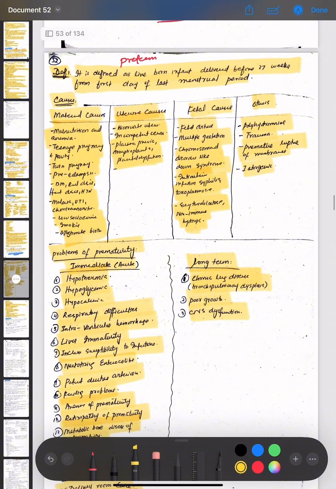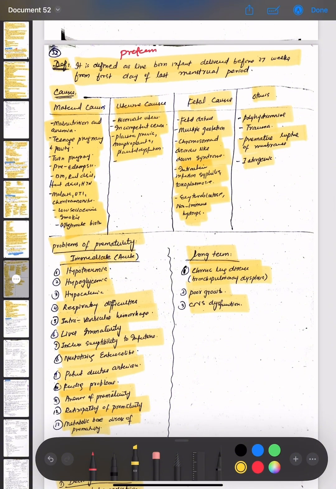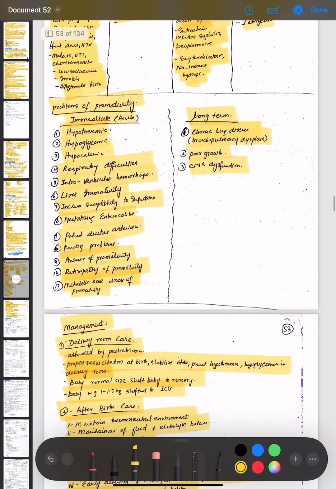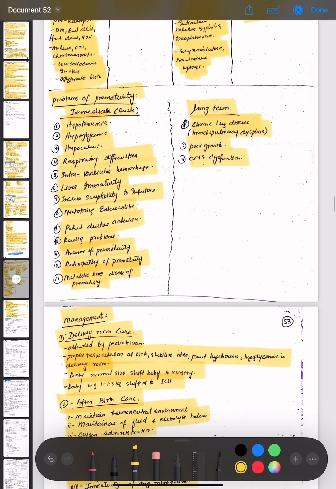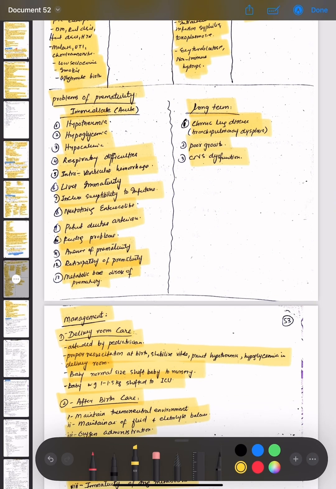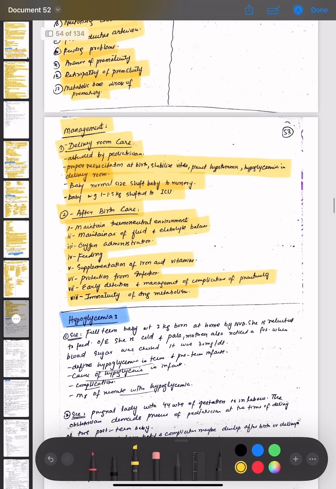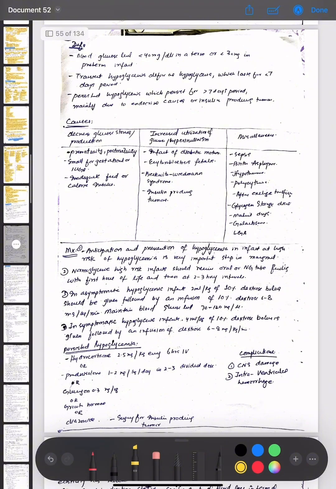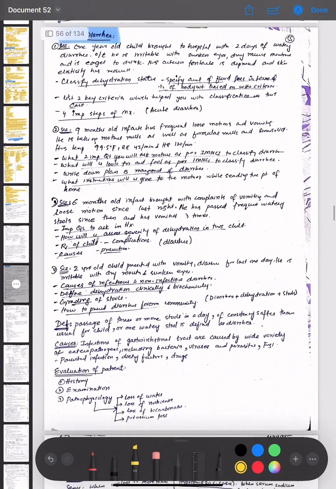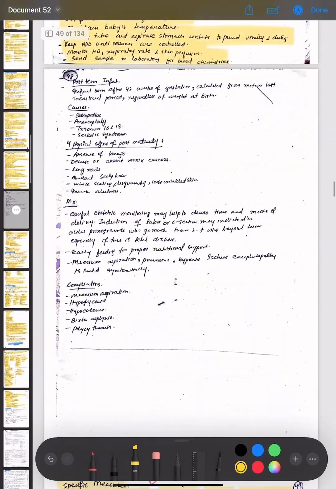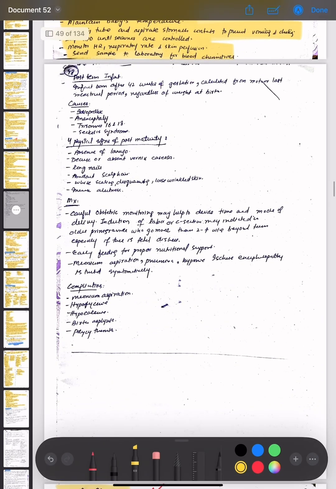Then we discussed the causes which are maternal, uterine, fetal, and other causes. Then we discussed the complications or problems of prematurity, which are both acute and long term. Then we discussed the management options, which are delivery room care and after birth care. In the next video, we will discuss hypoglycemia, and also a small topic remaining, that is the post-term infant. This we will discuss in the next video.